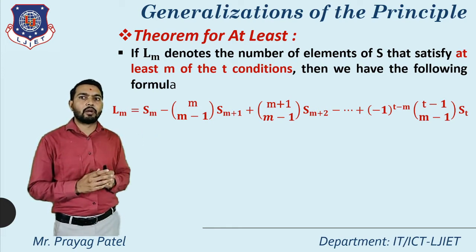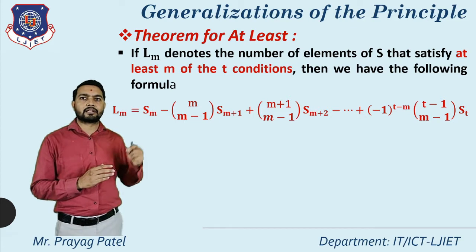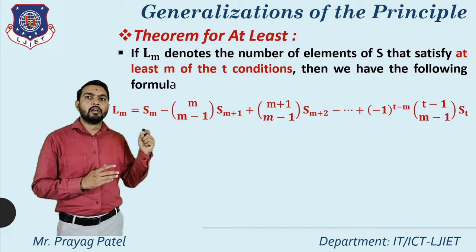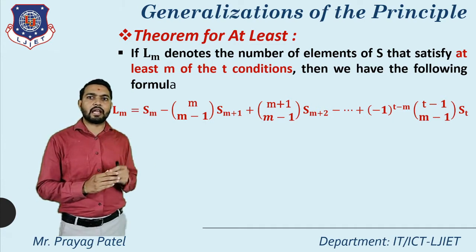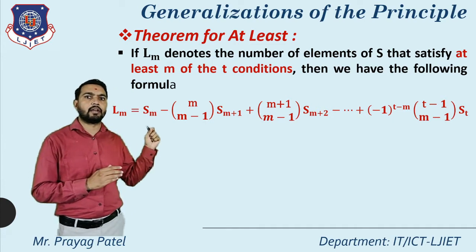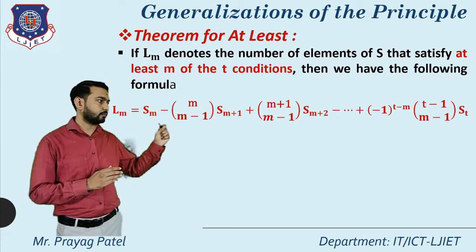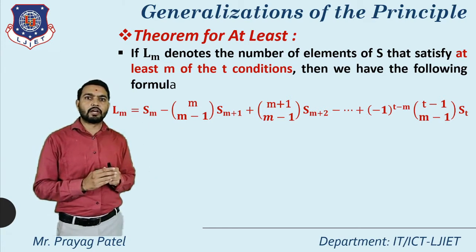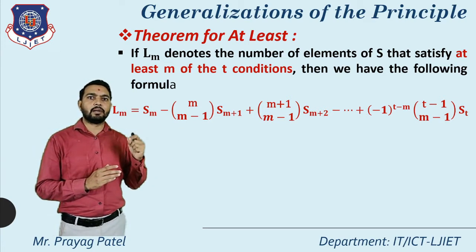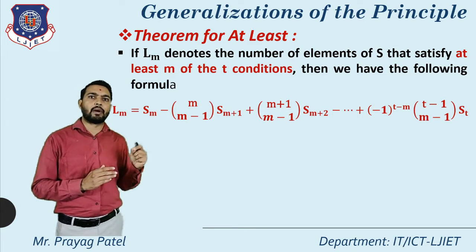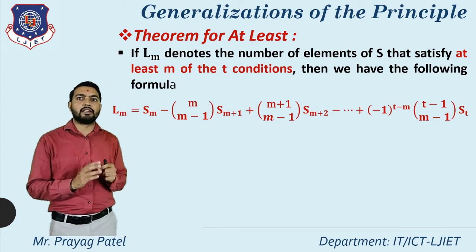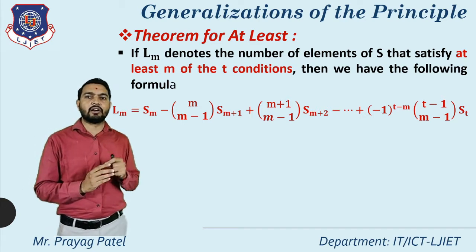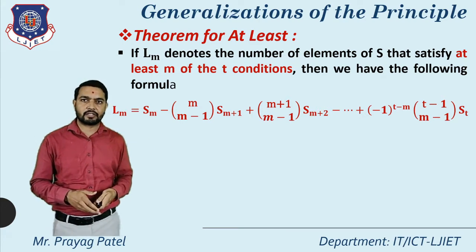Now L(m) = S(m) − mC(m−1) S(m+1) + (m+1)C(m−1) S(m+2) − ... up to (−1)^(t−m) (t−1)C(m−1) S(t). So this is a common formula for finding at least m conditions from the available t conditions.